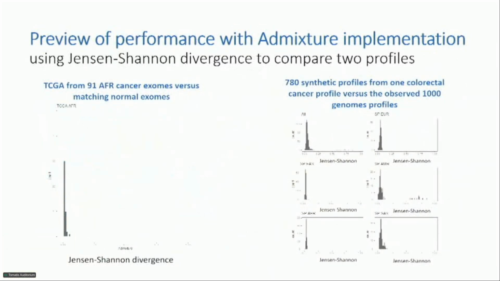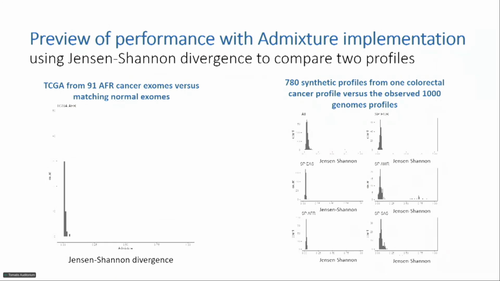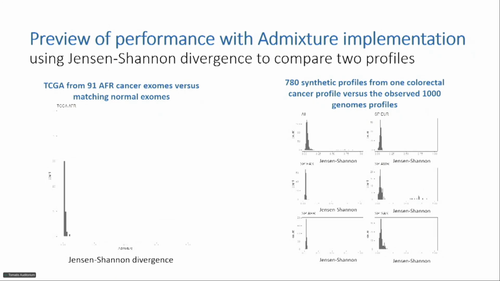Just an overview of the performance of admixture. It goes really well on TCGA and really well too on synthetic data on colorectal, except the American population, because the American population is American and mixed population, because the reference is not well defined.